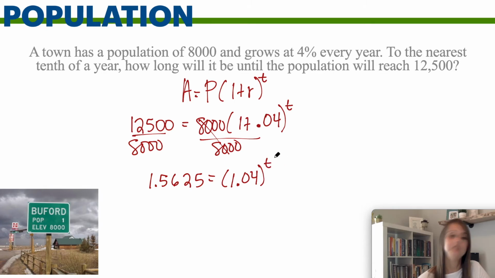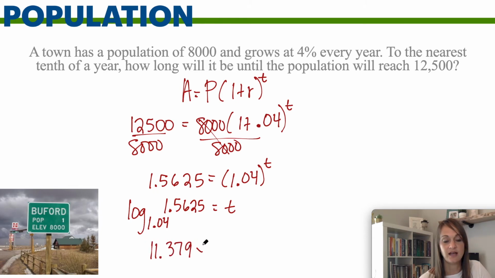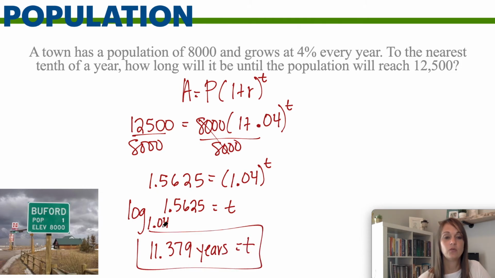And then you can go ahead and add this together to get 1.04. Now you have a variable that's in the exponent. Anytime you have a variable that's in the exponent, you're going to have to take the log. So you have the log base 1.04 of the 1.5625. And that now equals your exponent. So now you can plug this into the calculator and you should get 11.379 years. So the population will finally get to about 12,500 a little after 11 years.